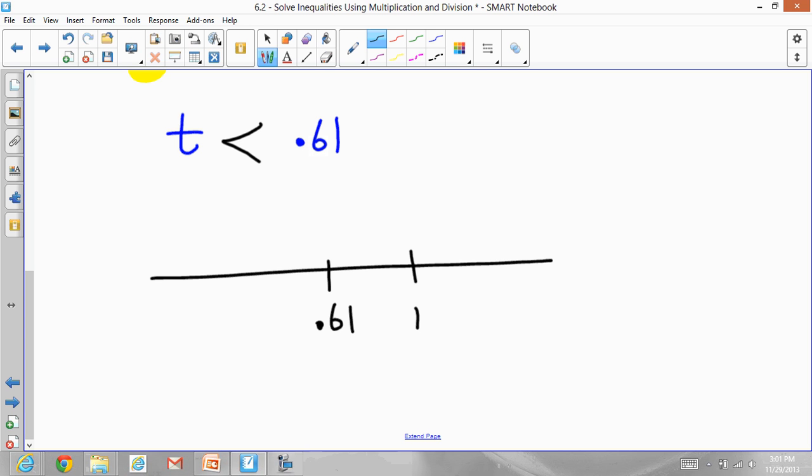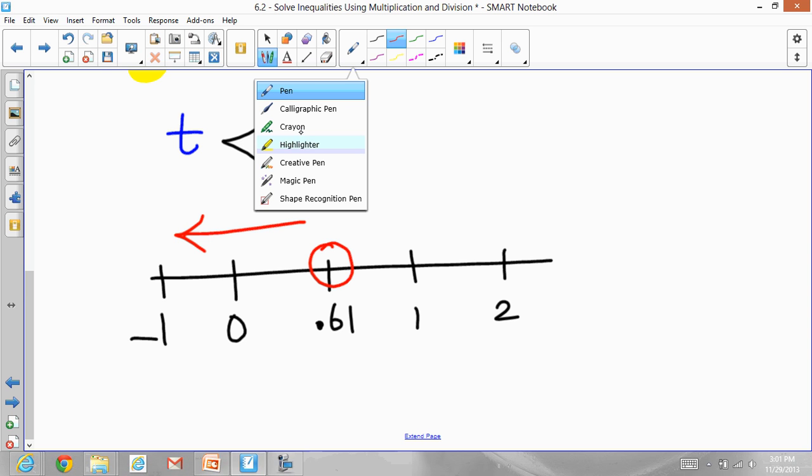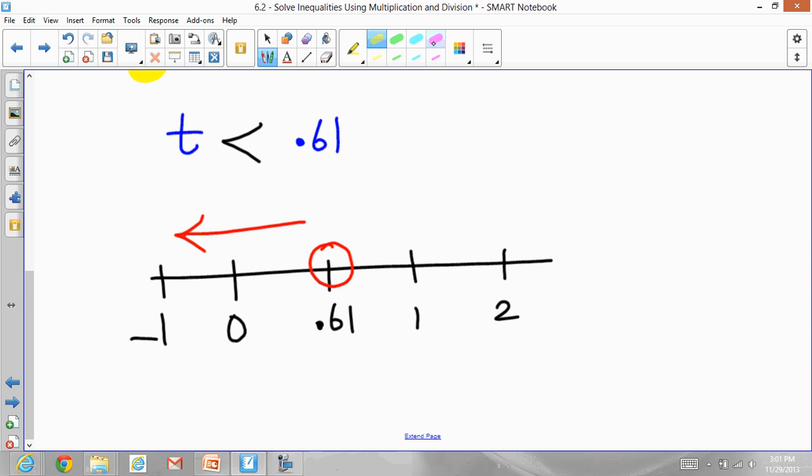0.61, 1, 2, 0, -1. And in this case, it is going to be an open circle on 0.61 because you do not have the equal sign, and I can match the arrow with the arrow. Let me show you what I'm talking about. I can match the arrow with the arrow provided my variable is on the left side. So t could take on any number that is less than 0.61.